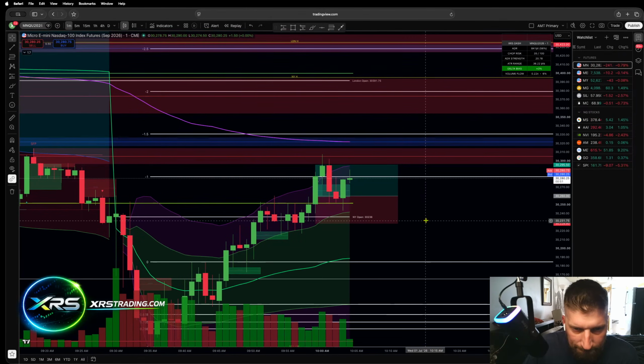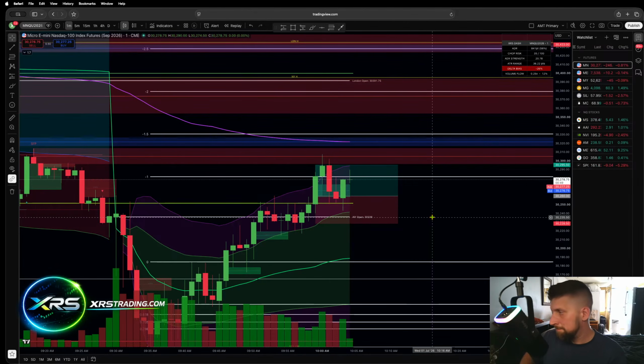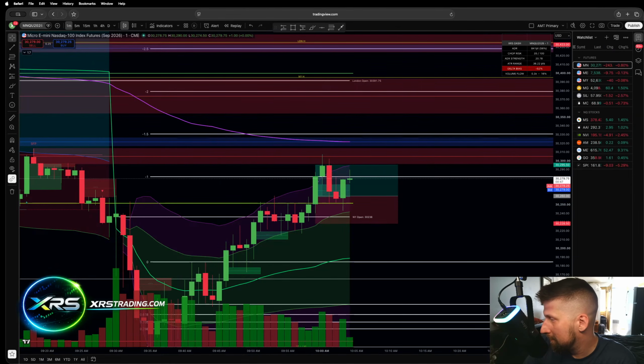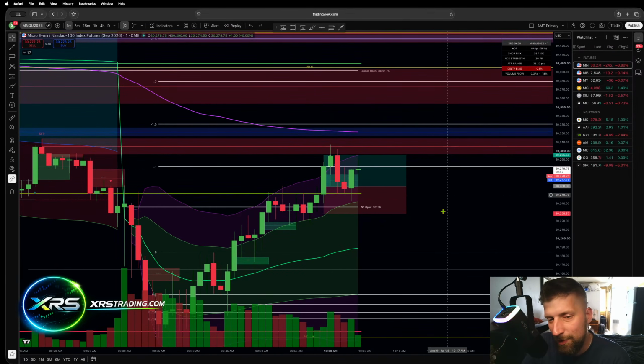And then it was also a really small imbalance that it created on that. And then look where it traveled to before it gave any resistance. The -1 SD. Oh, that's so crazy, man.